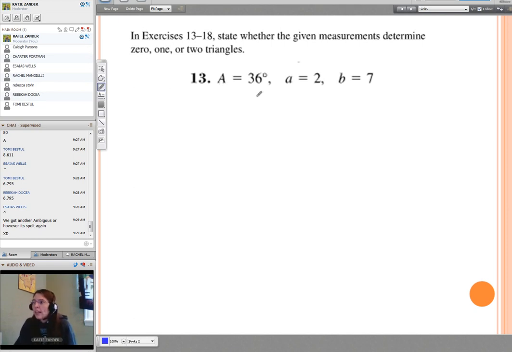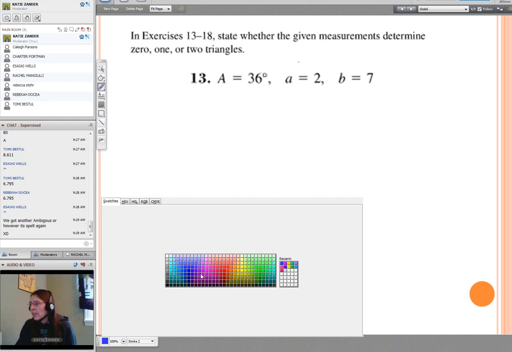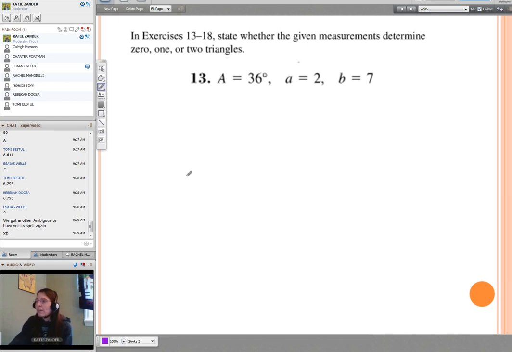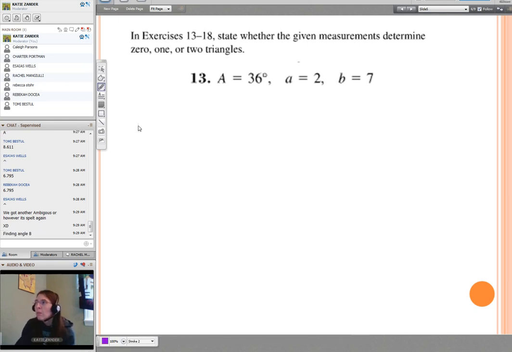Where do we have to begin? So there's only one starting point with the ambiguous case. What is that starting point here? What must we find first? We must find angle B. That's the only place we can begin. So we're going to go ahead and at least set up that beginning ratio using sine A or angle A over side A. And then we're trying to find angle B.